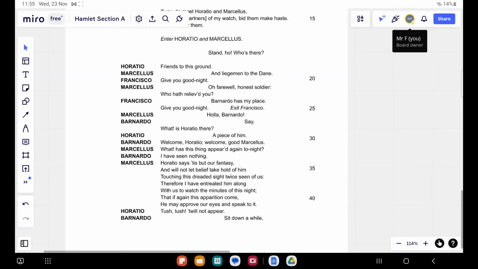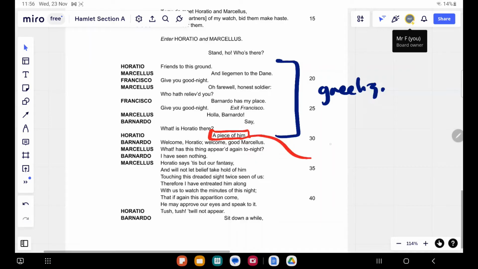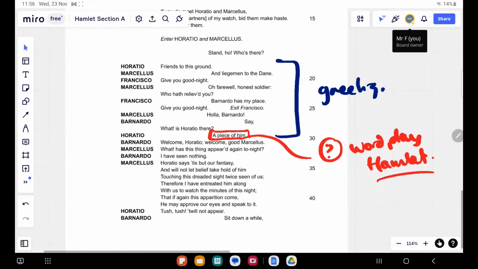What else do we have here? Horatio, more exchanges, greetings happen here. And then we get something interesting, which anticipates Hamlet. What is Horatio there? A piece of him. This is quite interesting. It's almost like the wordplay or punning we would expect from Hamlet, and because he's his friend, maybe some of that's rubbed off on him. But it's slightly peculiar there. Now we start to get lots of euphemisms or metaphors or metonyms, ways of talking about something without naming it.